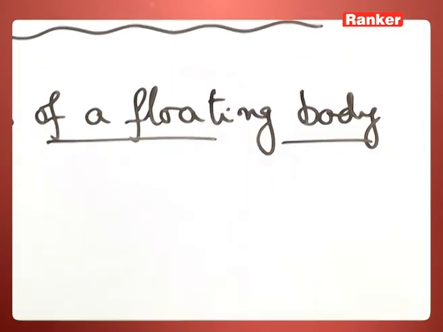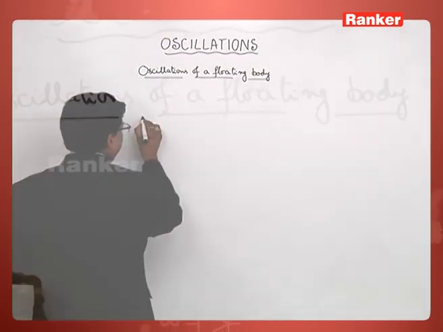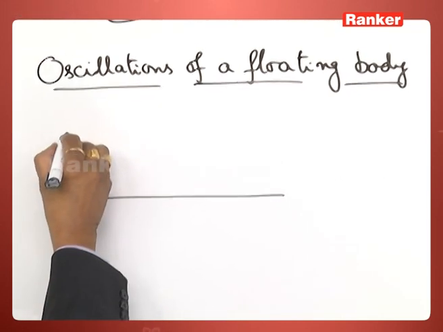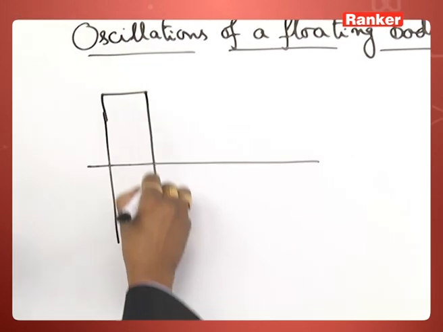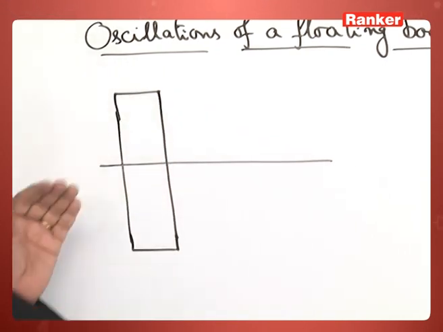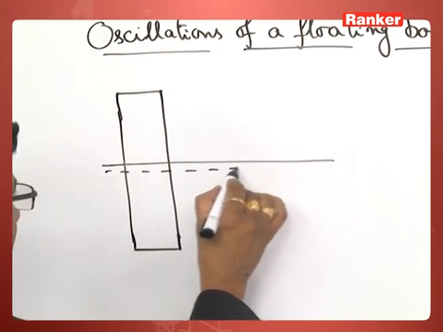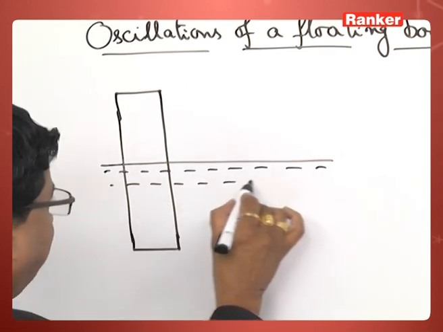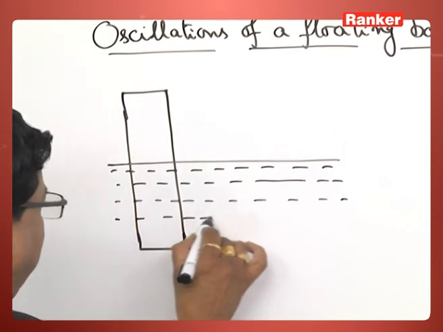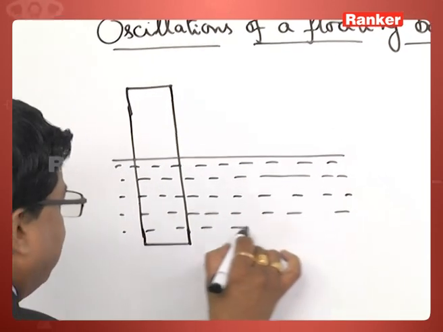Oscillations of a floating body. Let us consider this way, there is a body which of course is now floating on water like this. A part of that one is outside water and a part of that one is inside this water. It is now floating like this.